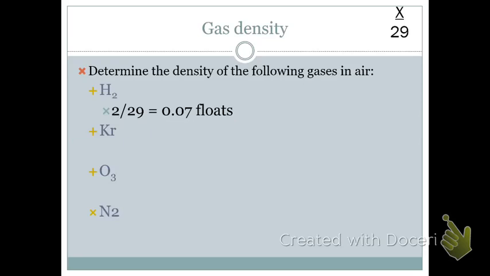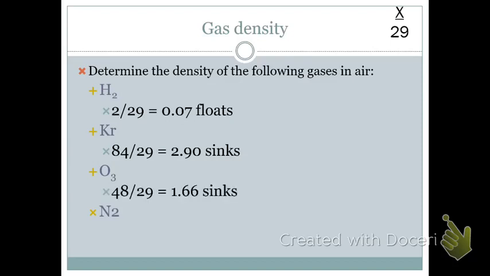Go ahead, pause the video, do krypton, and then come back and play when you're ready. Krypton is 84 divided by 29, the standard of air. It is 2.90, which is greater than 1, so krypton sinks in air. Go ahead and do the ozone, and then press play when you're ready. Ozone is 48 divided by 29, which is 1.66, so it is going to sink because that's greater than 1.